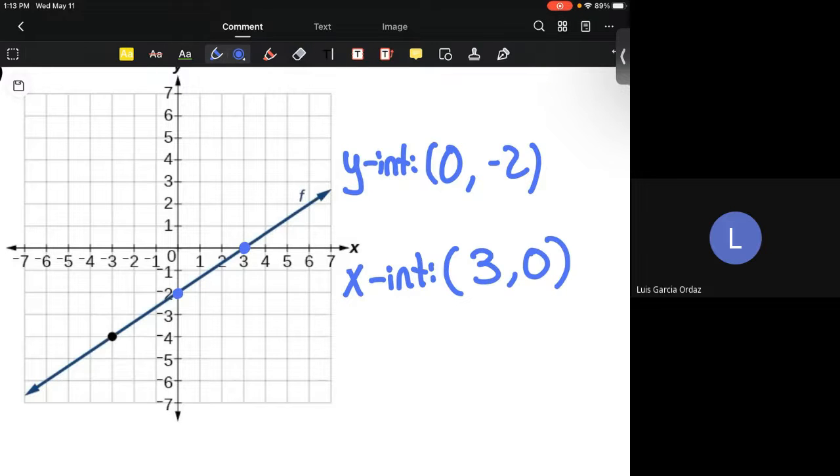Yep. And that's it. All you need to do is just connect those 2 dots and you get your line. And that's pretty much it. Any questions so far? Is that pretty straightforward?